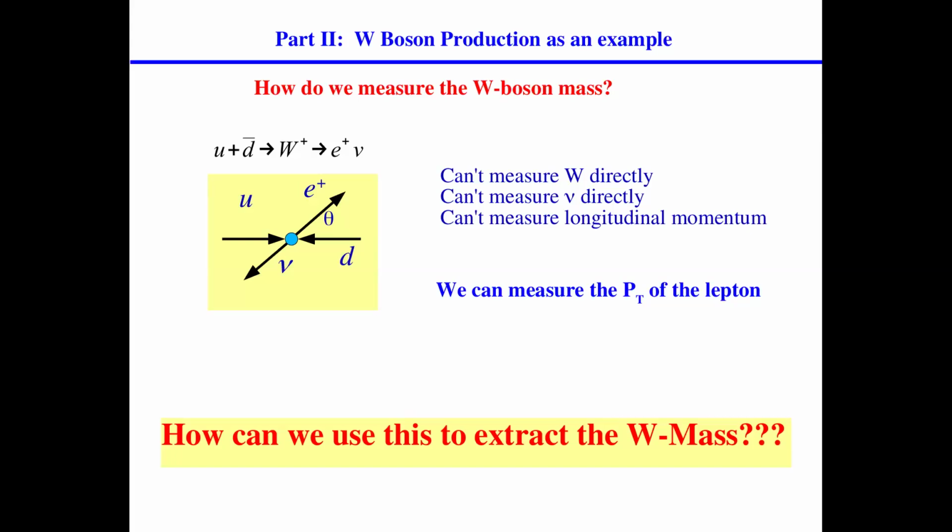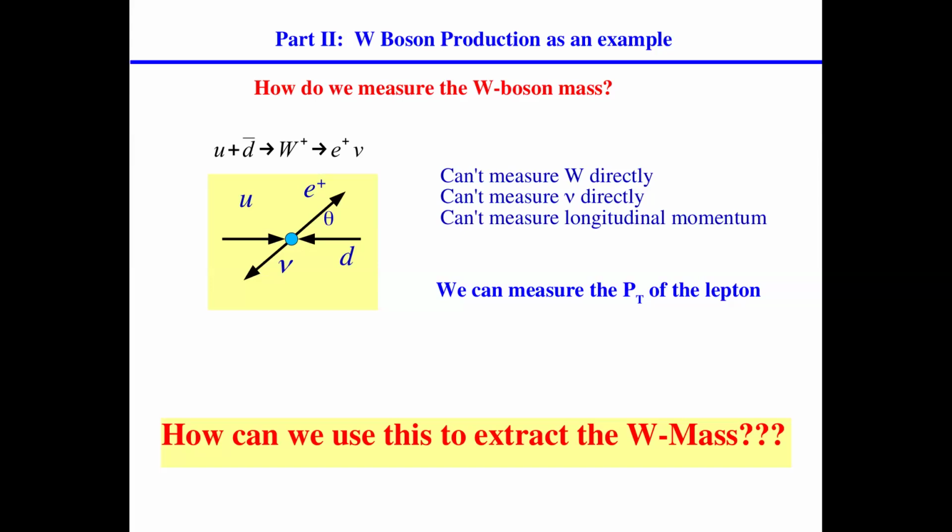So we use W boson as an example, and one of the goals is to measure the W boson mass. So here's how you make W bosons. You do u plus d bar, for example, goes to W plus, and that goes to a positron and a neutrino. But the challenge is we can't measure it directly. It decays before it gets to the detector. And furthermore, we can't measure the neutrino. And as I mentioned last time, because the parton center of mass frame is different from the detector center of mass frame, we don't know anything about the longitudinal momentum. So it seems like there's more that we don't know than what we know.